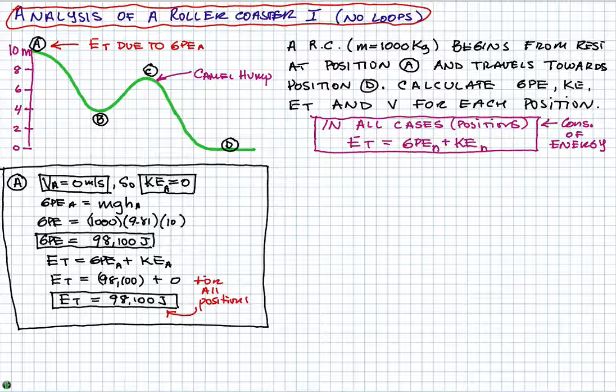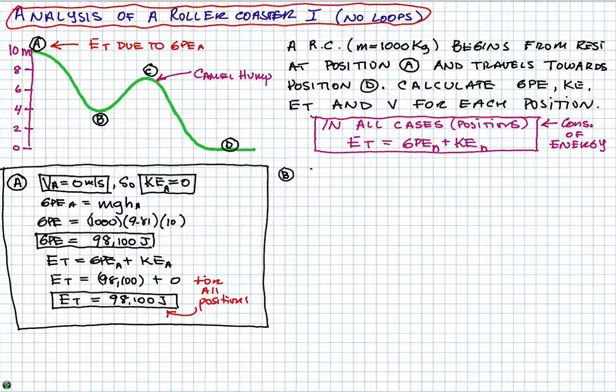So let's move on to position B. So let's do that here. I'm going to be creative in fitting this all in one sheet. Okay, so we can't determine the kinetic energy at position B because I know the ET, but I don't know the velocity. And since I don't know velocity, I can't figure out KE.